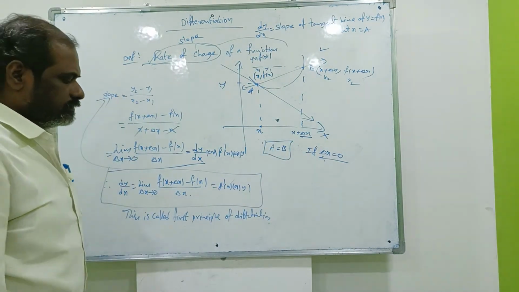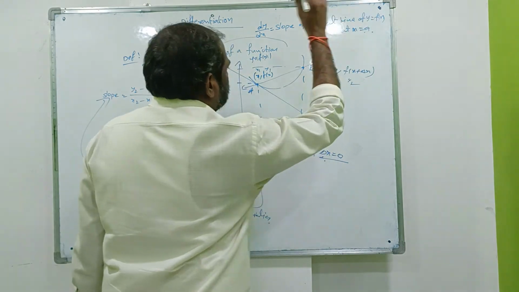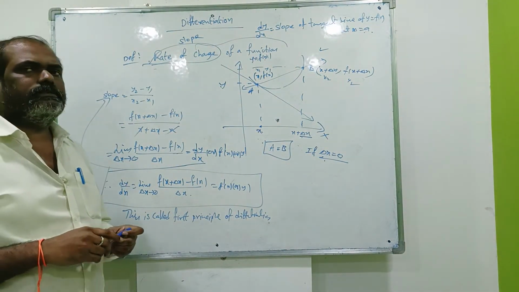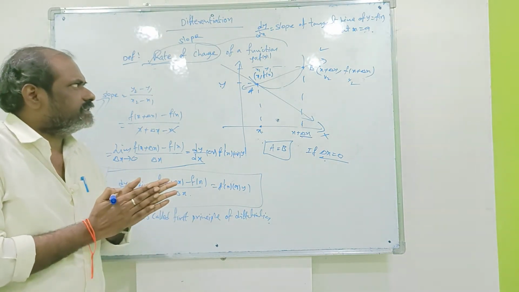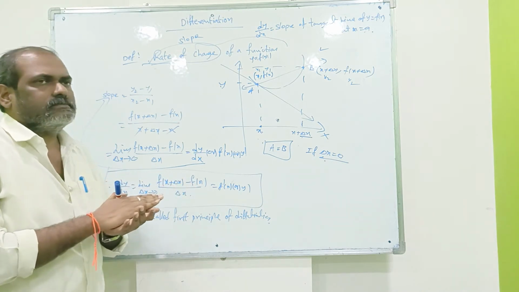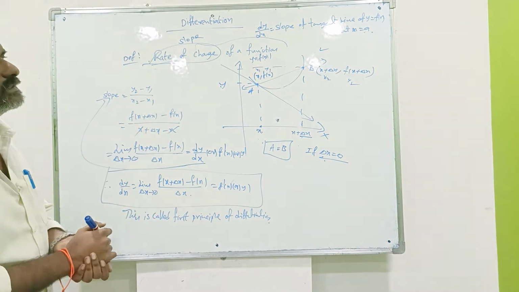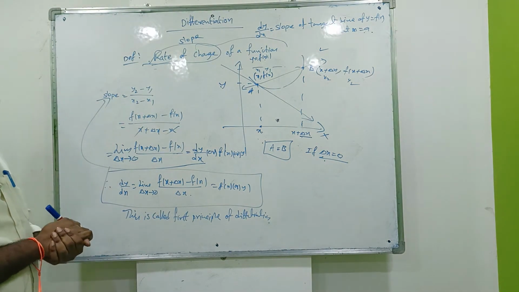So what is the geometrical meaning, most important, geometrical meaning of dy by dx? Geometrical meaning is slope of the tangent line of the curve y equal to f of x at a point x equal to a. That is the geometrical meaning of dy by dx.